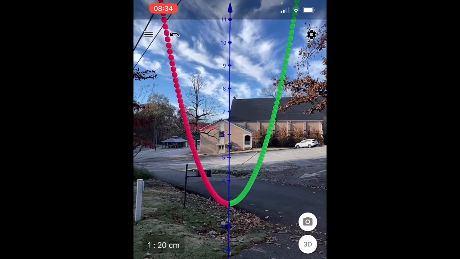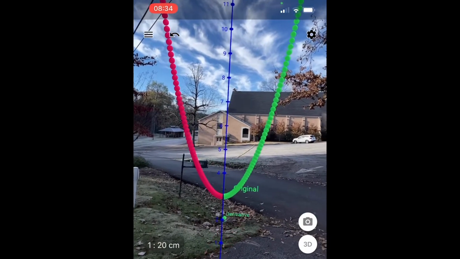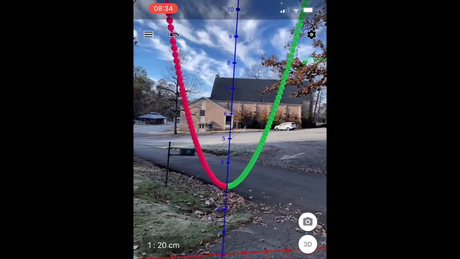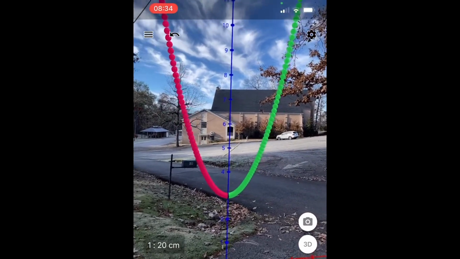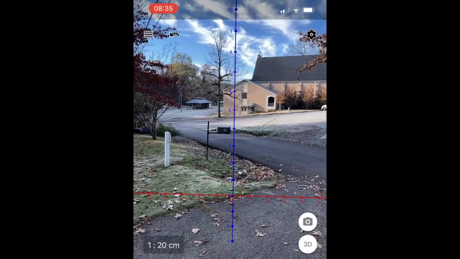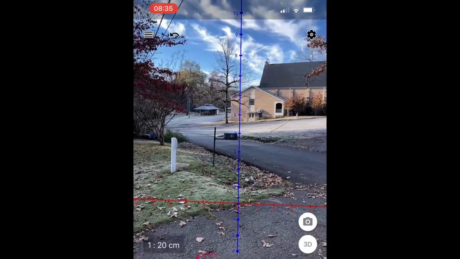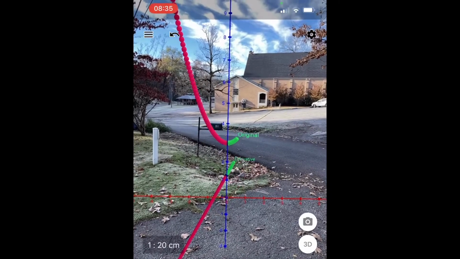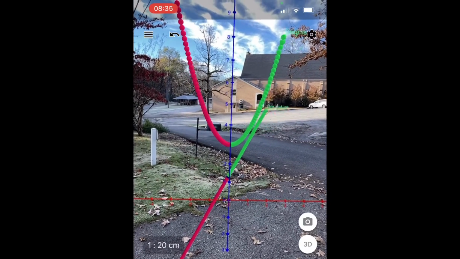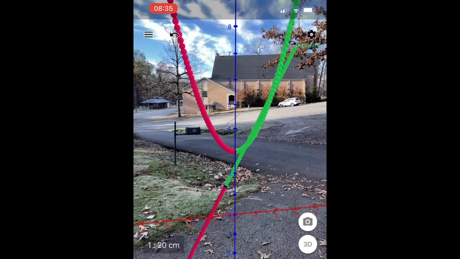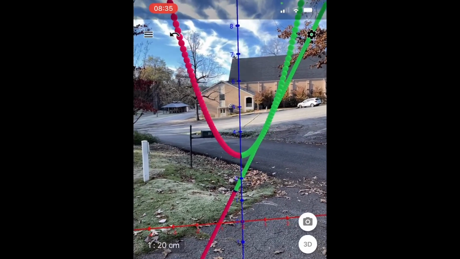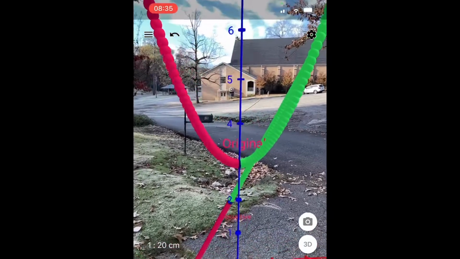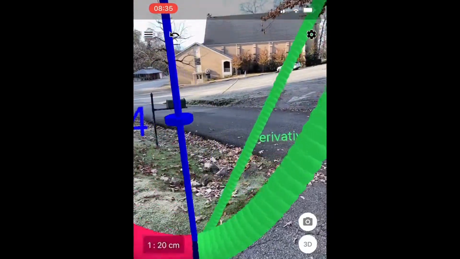So we start with the original graph, and then in calculus, this is a good time to start talking about, okay, what do derivatives mean? All right, so here we go. And as you can see, not only do I have my original graph here, I also have my derivative graph. So let's move forward and let's take a look at this.